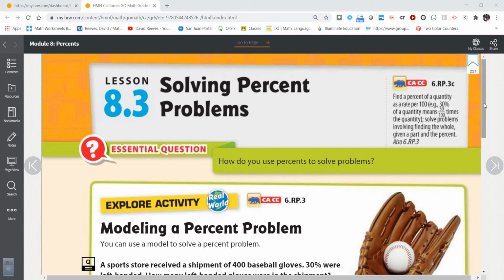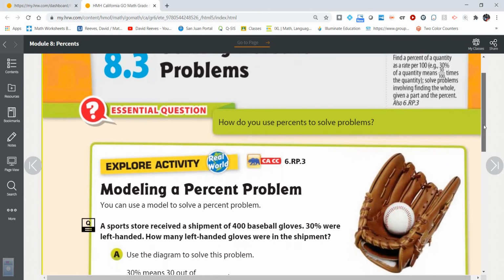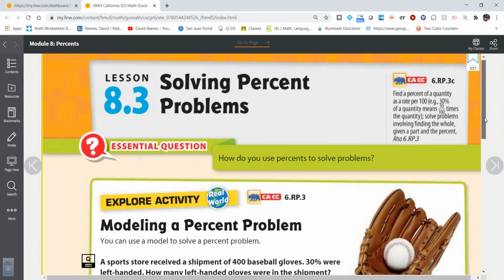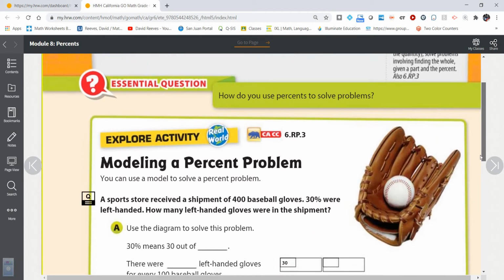So we have spent a couple lessons on understanding and representing percents, and now we're going to be solving some problems involving percents. So we are in lesson 8.3 of the 6th grade math book. So they give us this problem.